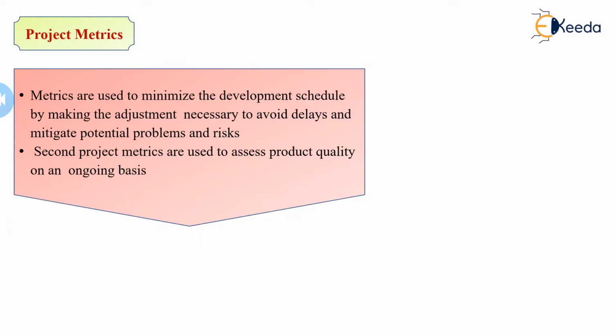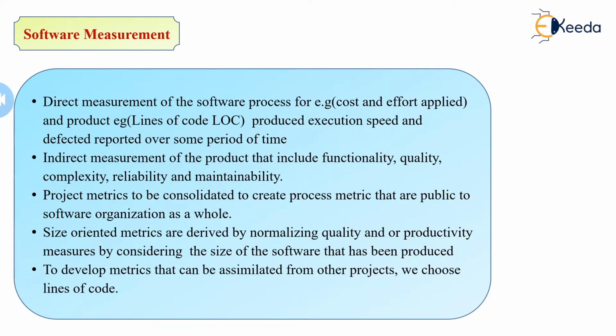Since the work begins, it has significance for the project metrics, and the intent of project metrics has certain aspects. First is to minimize the development schedule by making the necessary adjustments. If we are talking about the deadline, the timeline, we should not go beyond that. Increase the time, increase the skilled persons on it. We should make little adjustments without propagating the risk. To mitigate means to remove the potential problem and the risk. And second, metrics are used to assess the product quality on an ongoing basis.